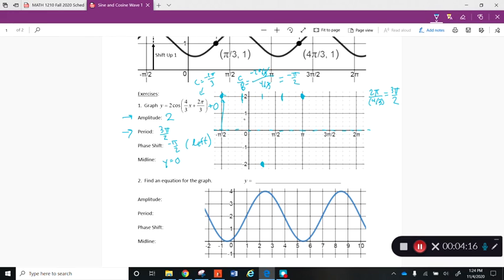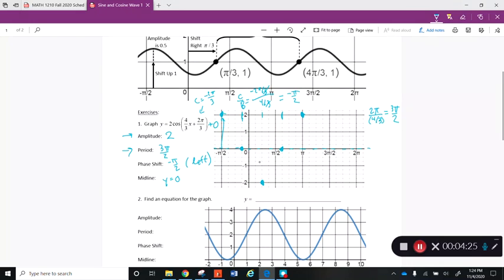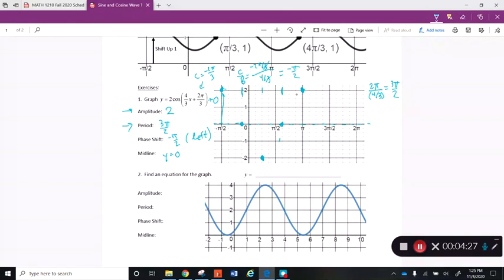Halfway between the peak and the valley is where you're going to reach the x-axis, and over here as well is where you're going to reach the x-axis. So we have this perfect peak, x-axis, valley, x-axis, and then back to peak again. And then we're going to have another x-axis.